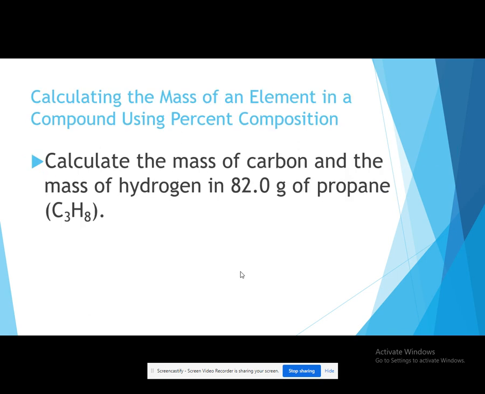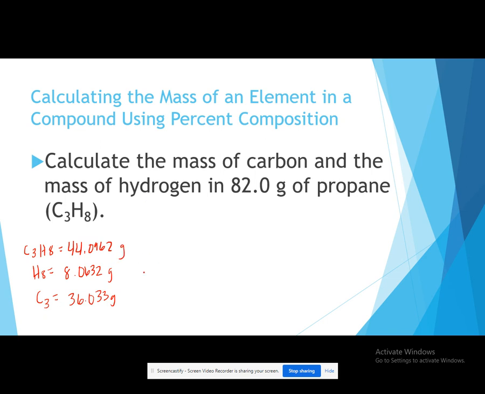It says calculate the mass of carbon and the mass of hydrogen in 82.0 grams of propane. Now, we've solved for propane before. We know that for propane that we get the molar mass of 44.0962. We know that hydrogen was 8.0632, and we know that carbon was found to be 36.033 grams. Here you're going to solve just like all the other ones.